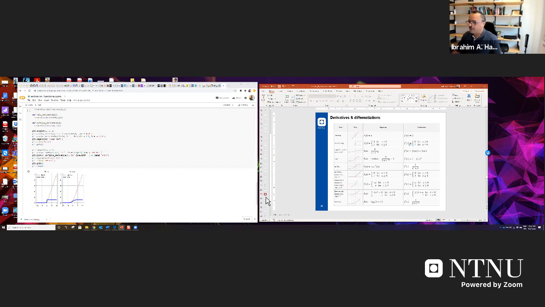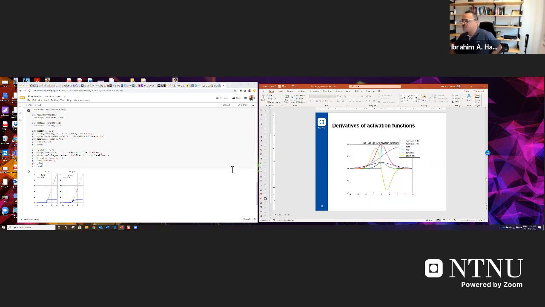This is the derivative of the activation functions, different activation functions. If you look at the green one here, it's for sigmoid, and it's very bad. It has very bad performance with vanishing gradient. This one is RELU. And this one is for soft plus. So the derivative of the activation function is very important for gradient descent.